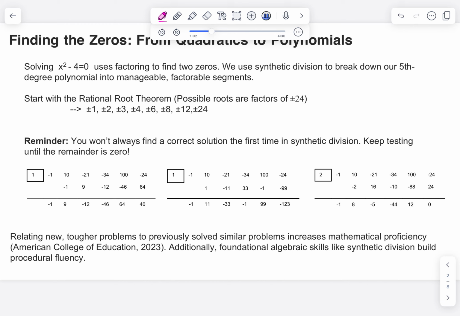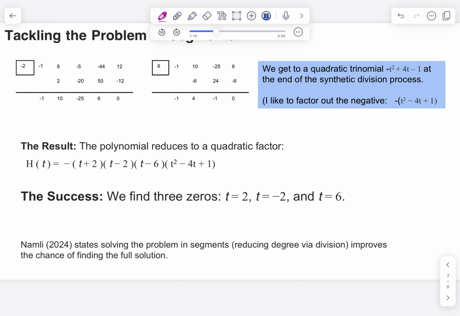You won't always find a correct solution the first time in synthetic division. You might test 1 and -1 and find that they are not roots. Persistence is key. By repeatedly applying synthetic division, we successfully reduced the fifth-degree polynomial down to 3 linear factors and a quadratic factor, t squared minus 4t plus 1, after we factor out a negative.